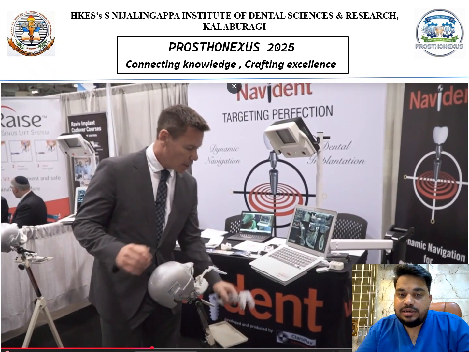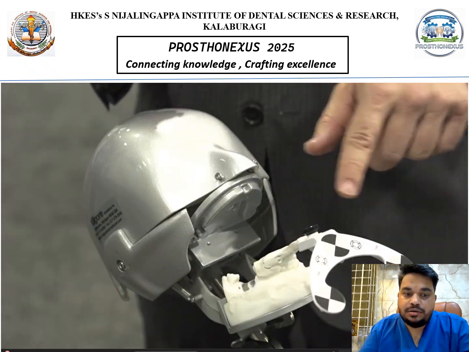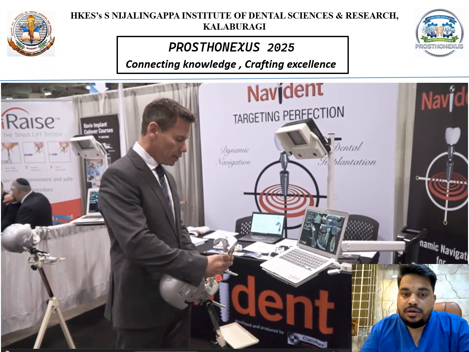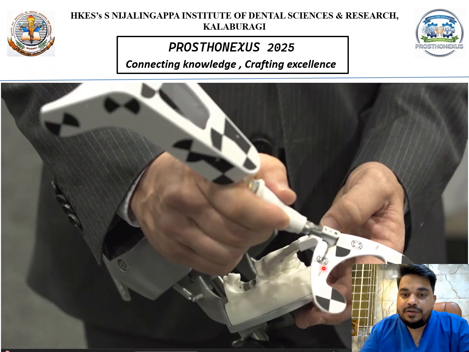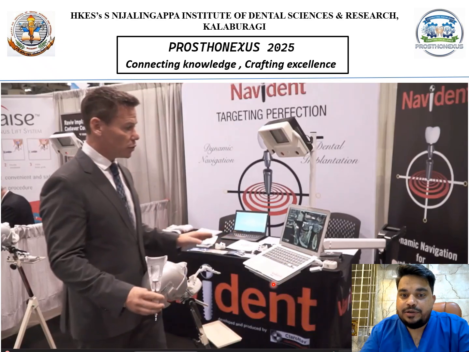Basically, in this demo, we've got a stereoscopic camera picking up the patterns on the jaw and relating those to the pattern on the stent here. You can see the pattern on the handpiece. Okay, I do one quick touch calibration, just press it there, and the tip gets calibrated. Once the tip gets calibrated, we are ready to do surgery.